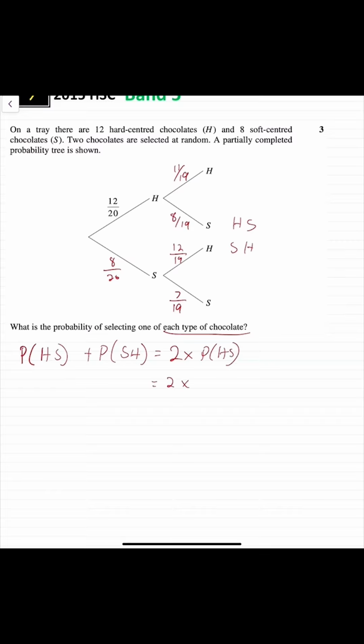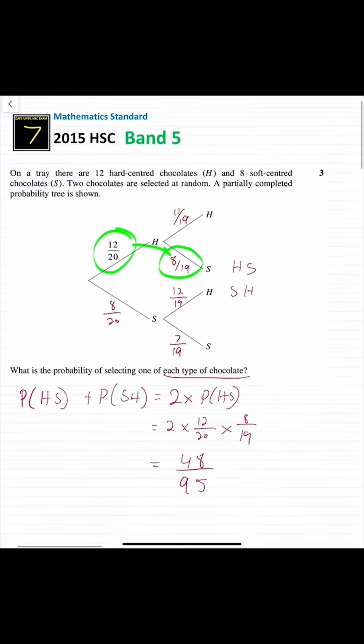It's going to be 2 times HS is going to be 12 out of 20 times by S, which is 8 out of 19. So how I got that, H is that, S is that. Multiplying those two together, that will give you your final answer of 48 out of 95. And that is your answer.